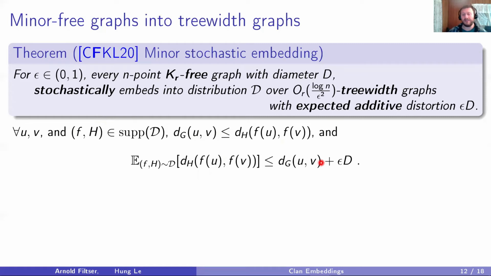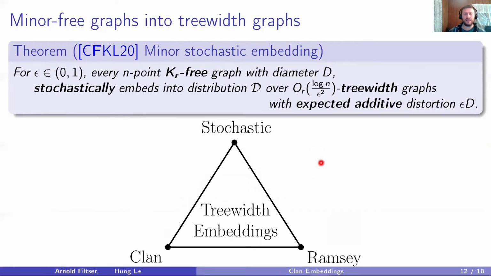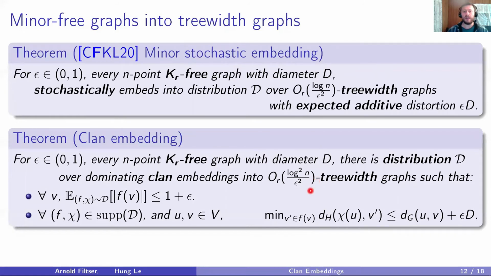And given this paper, of course, once you have the stochastic embedding, a natural question is whether we can get our entire trinity, Clan and Ramsey. In this paper, we did get these embeddings, both Ramsey and Clan, and we'll talk about the Clan embedding. So let me parse it for you. For every parameter epsilon and every n-vertex KR-free graph with diameter d, there is a distribution over dominating Clan embeddings into graphs with treewidth log squared n over epsilon squared, such that, so now the treewidth is a bit larger, first, the expected size of each clan is almost 1 plus epsilon.